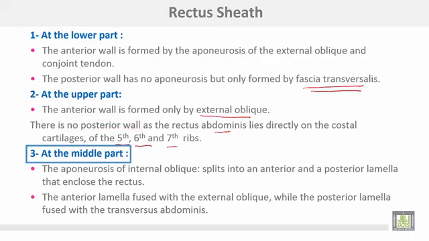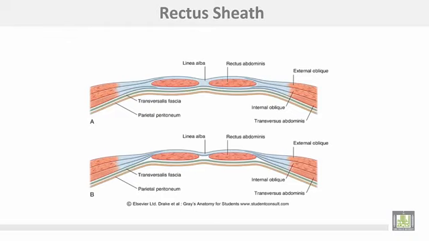At the middle part, the aponeurosis of the internal oblique is split into 2 laminae, anterior and posterior lamellae, that include the rectus abdominis muscle. The anterior lamella fuses with the external oblique, while the posterior lamella fuses with the transversus abdominis muscle. That is to say, the anterior wall is formed by 1.5 muscles, and the posterior wall is also formed by 1.5 muscles.